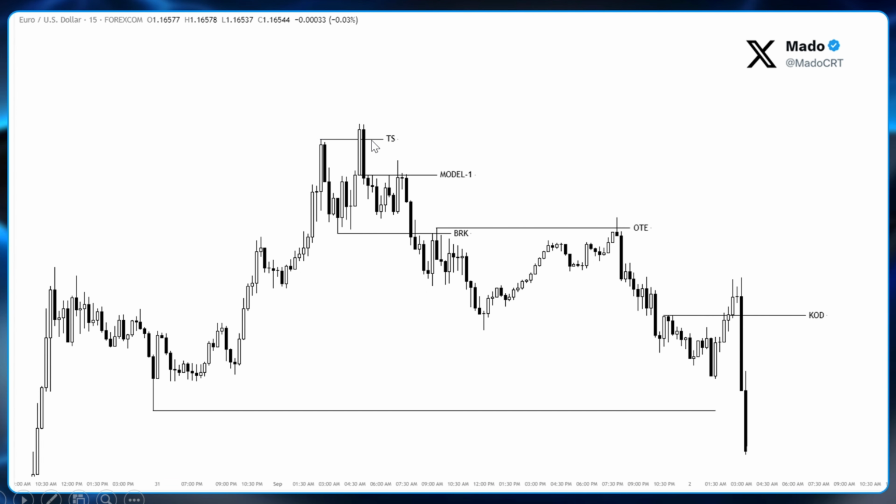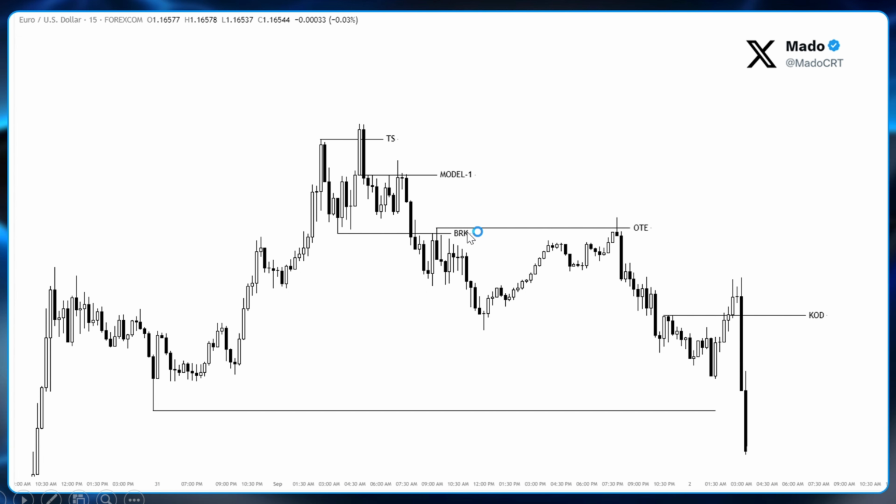Right after that purge, we get our first phase, the turtle soup. Then comes Model 1. This is where structure or sequence starts forming. You'll notice an order block forming right after the turtle soup, and the next candle closes below it. That's your Model 1 confirmation. At this stage, traders who understand TSQ know exactly what's going on. Liquidity has been purged, displacement has started, and now we're preparing to build the rest of the sequence.